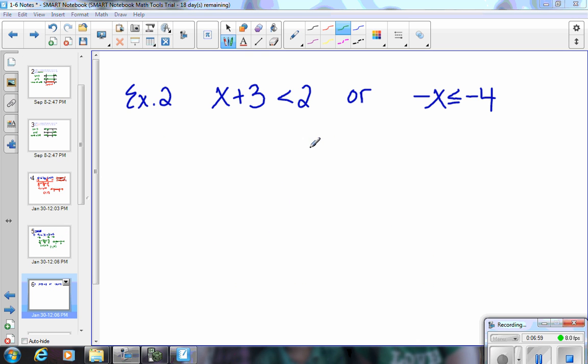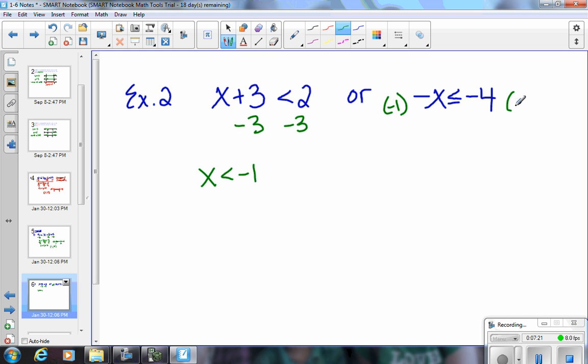Now we have an OR problem. So kind of picture in your mind what you expect that number line to look like. So we're going to solve each part. So I'm going to subtract 3 from each side. I get x is less than -1. And on this side, now you can either think of it as multiplying both sides by -1 or dividing both sides by -1. Either way, you have to remember to flip the inequality. So we're going to get x is greater than or equal to 4.